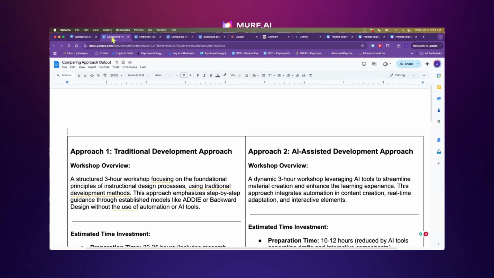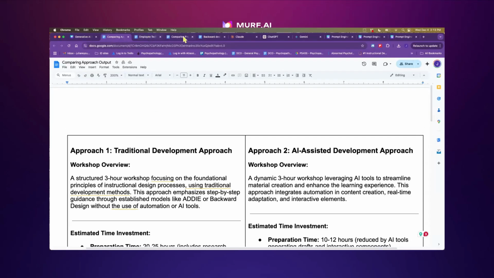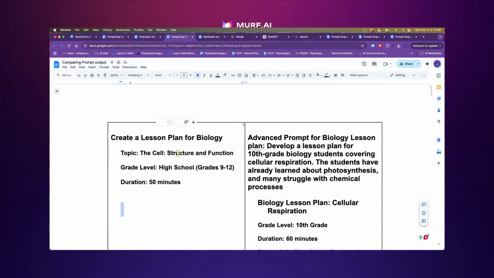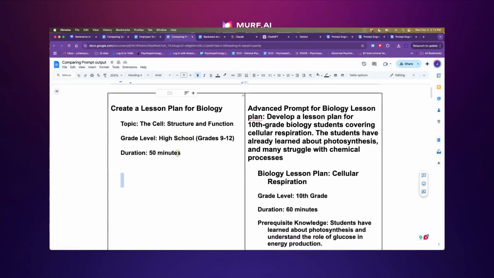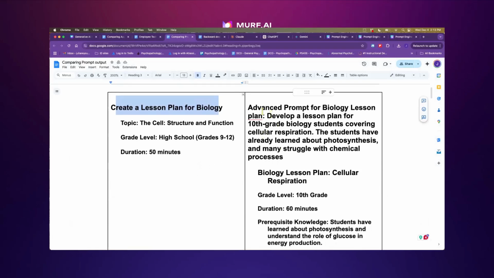Can you guys see this other screen? Yes, we can. Okay. So it's not that we won't get an answer. If we ask generative AI, create a lesson plan for biology, it's going to give us a lesson plan, but we're going to get a lot more detail if we give it a much more advanced prompt.